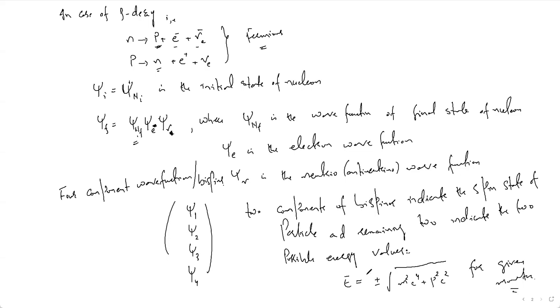Again, as I said, since all the particles involved in this beta decay are fermions, I will represent all these particles by a four component wave function, or we also call it a bispinor. Each particle will be represented by this bispinor. Two components of this bispinor indicate the spin state of the particle, and the remaining two indicate the possible energy values of that particular particle, whether neutron, proton, electron, or electron antineutrino.